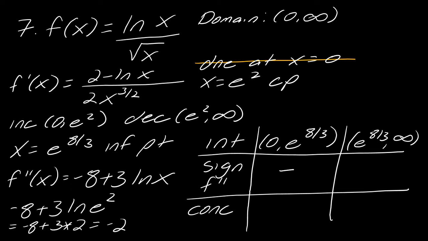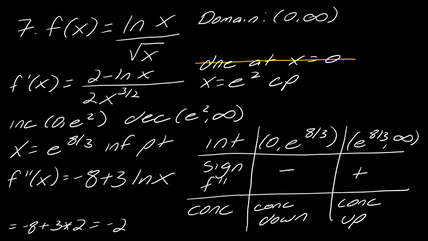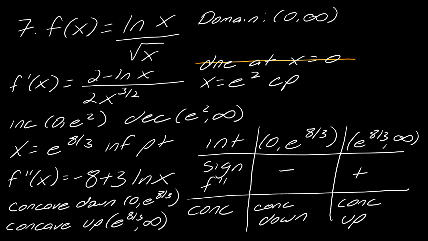And so then this is going to be concave down. And then if I choose something over the value of e to the 8/3, this will end up being positive. So then this will be concave up. Okay, so I will just erase this over here and just summarize that real quick for us. So I've got my summary there, and let me clear out the table so we can graph.